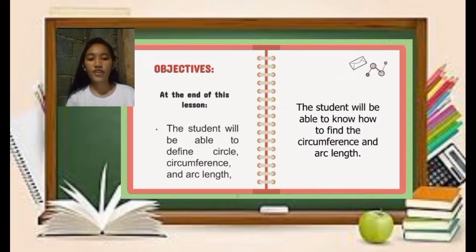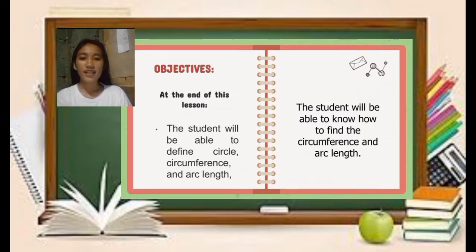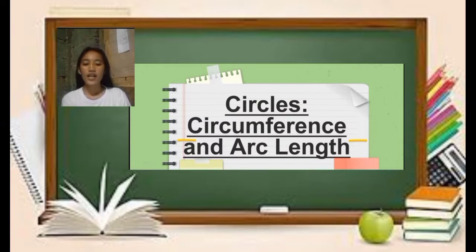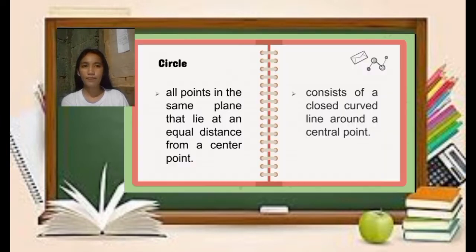Our objective for this lesson is, at the end of this lesson, the student will be able to define circle, circumference, and arc length. Second, the student will be able to know how to find the circumference and arc length of a circle. At this juncture, I am going to discuss circle, circumference, and arc length.